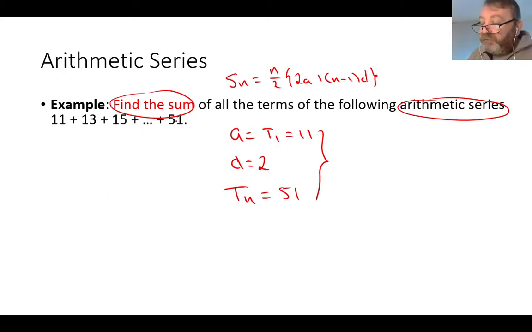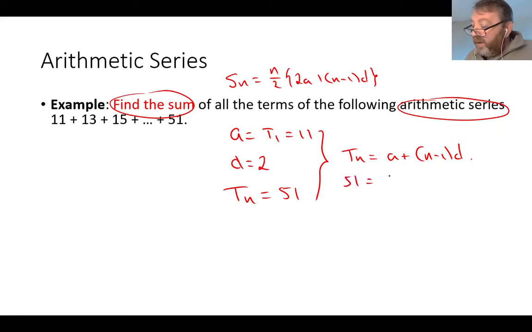Now, if they've told me what the last term, T of n, is, because I don't know how many terms there are, that means that I'm also going to call in the following. T of n is 51, a is 11, n minus 1, we haven't a clue because we don't know how many terms are in this thing, times d, which is 2.